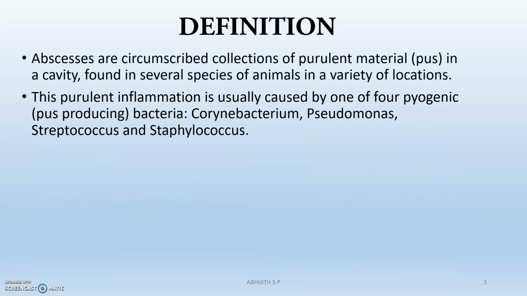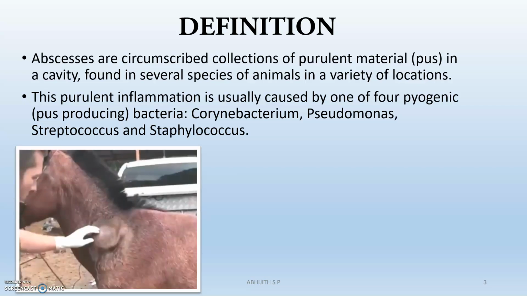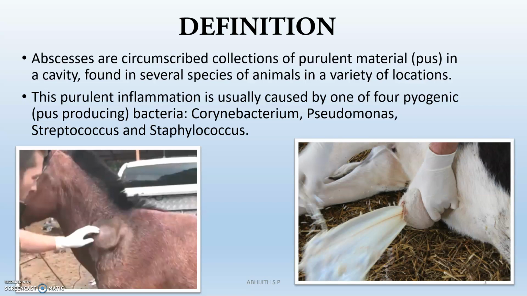Abscesses are circumscribed collections of purulent material in a cavity, found in several species of animals in a variety of locations. The purulent inflammation is usually caused by one of four pyogenic, that is pus-generating, organisms, mainly Corynebacterium, Pseudomonas, Streptococcus and Staphylococcus. Sometimes there will be Actinobacillus and Actinomyces. So these are abscesses. This is the draining of an abscess.